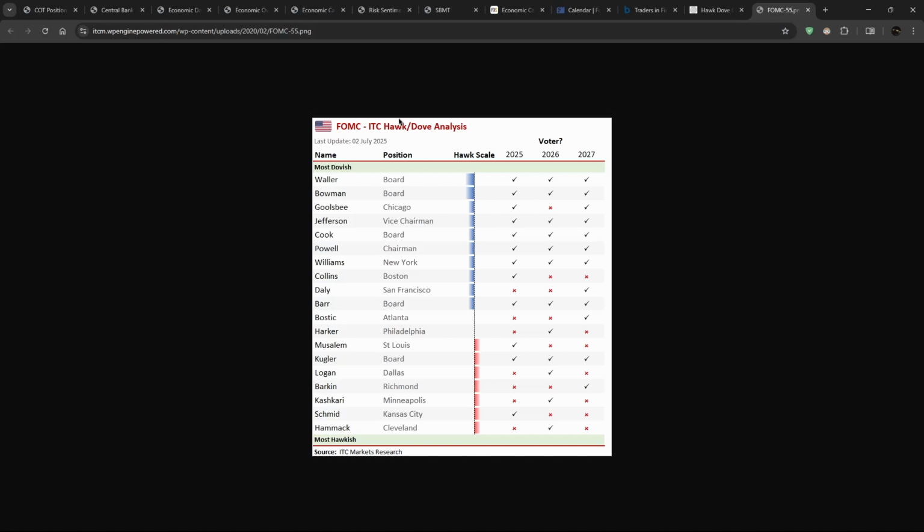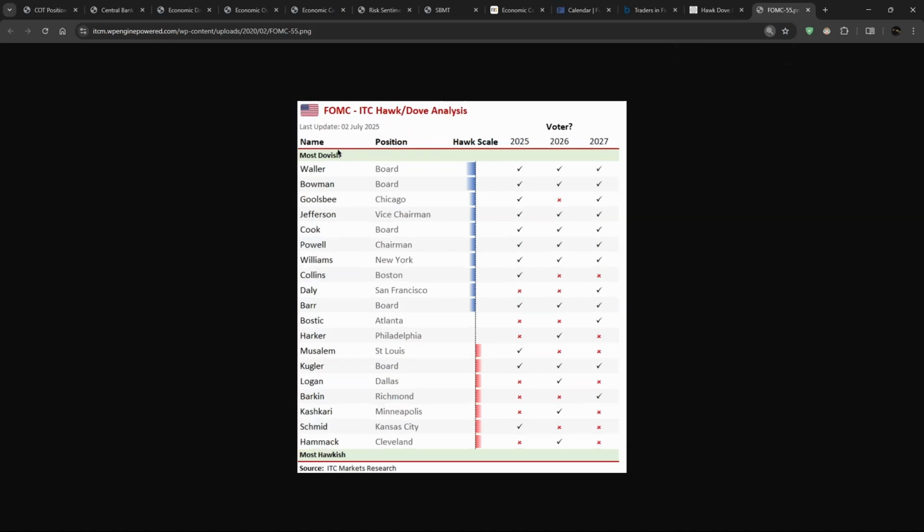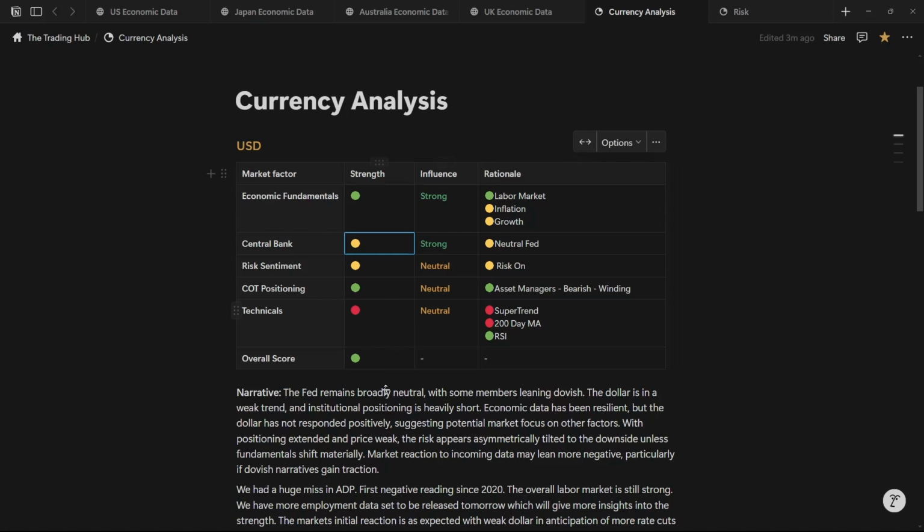So if I enlarge this right here, you can see that this was last updated on the 2nd of July, and it shows how hawkish or dovish each FOMC member is. On the bottom here is most hawkish, and up here is most dovish. So you can see at the moment we currently have more dovish members than hawkish. So this in theory should give a slightly more dovish reading, but just based on my intuition and experience from trading, the Fed overall is more neutral. It's more neutral to dovish. So this is why we have a neutral score right here on Fed.